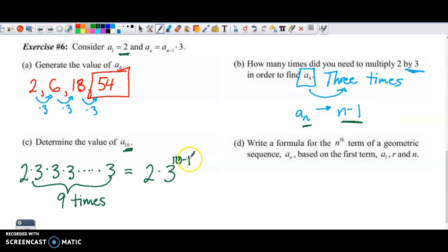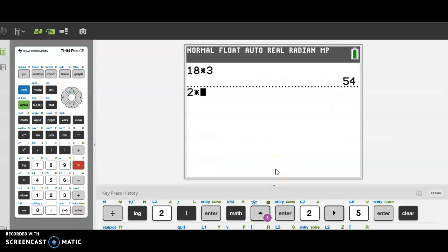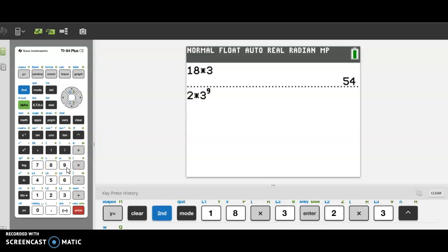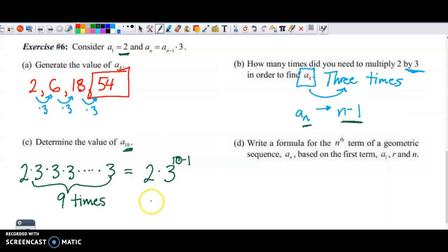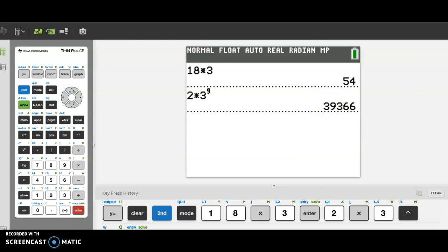So if I used a calculator, then I could figure out that answer. Where's my calculator? There it is, 2 times 3 to the 9th power, my answer should be 39,366. I already forgot what it was. 366.